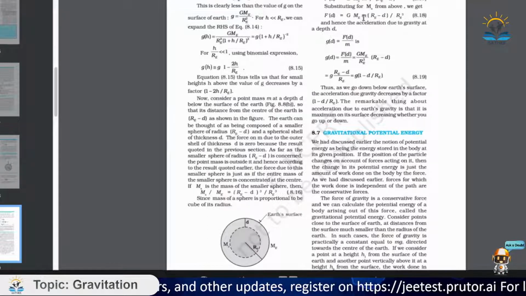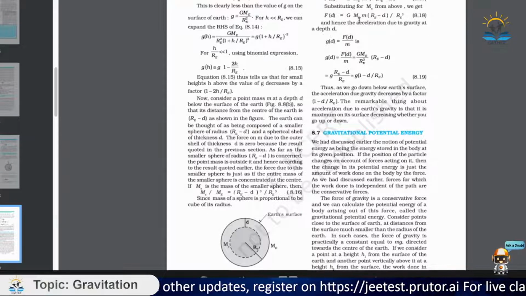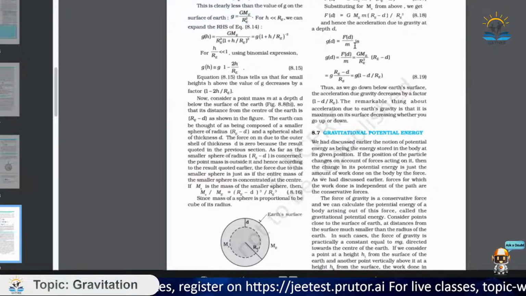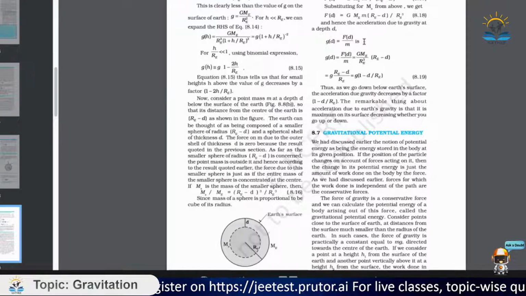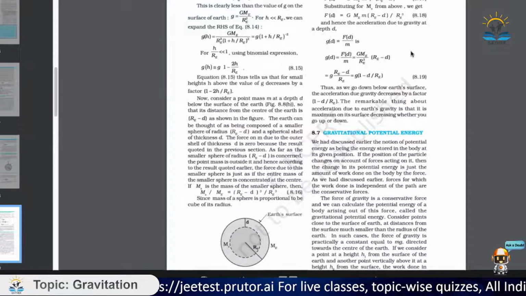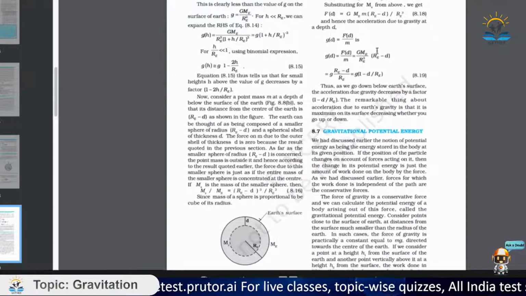If we divide this by the mass of the particle, we get the acceleration due to gravity when we see any mass at a distance d below the Earth's surface. So here is the final expression.